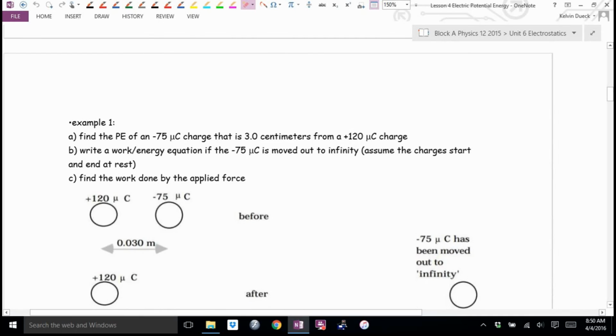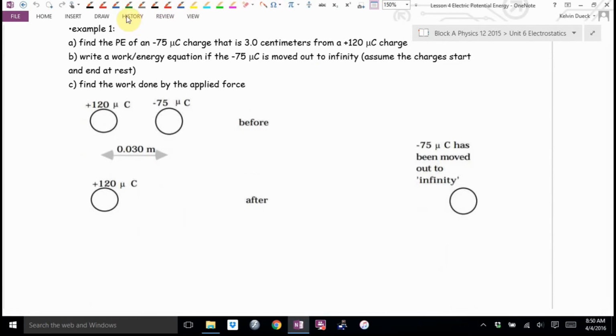Really, it's better just to jump on in. Example 1. Find the potential energy of a negative 75 microcoulomb charge that is 3 centimeters away from a positive 120 microcoulomb charge. Okay, let's do that first. A. It wants me to find potential energy. Electric potential energy is K, Q1, Q2 over R.